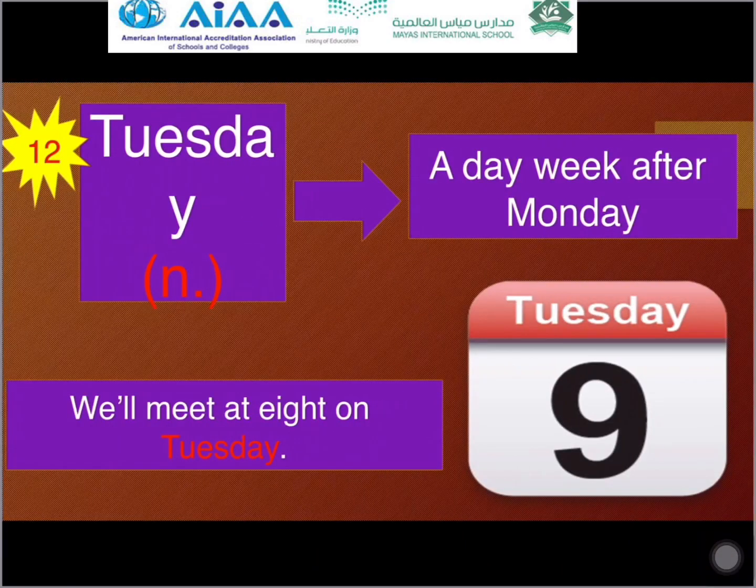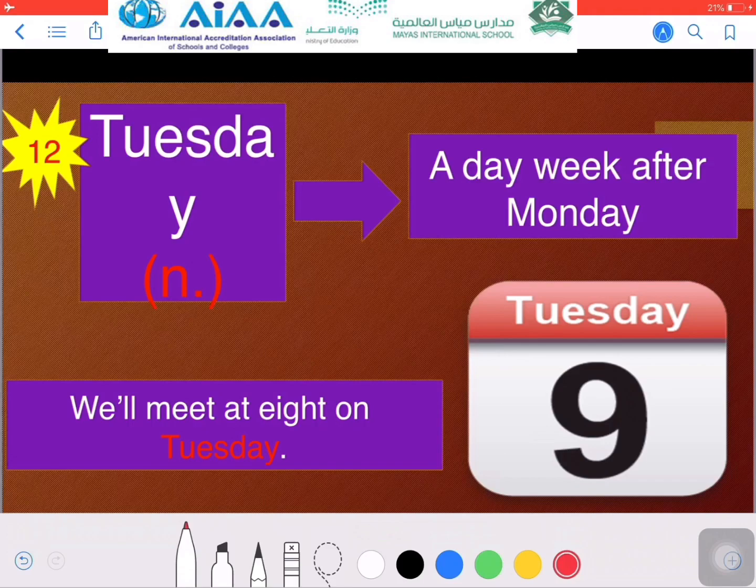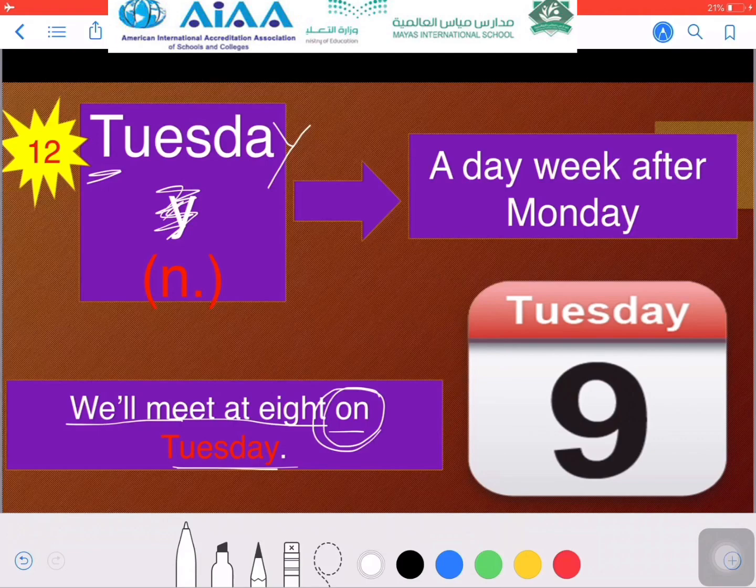Here, Tuesday, sorry for this mistake. But here, this is the word day. Tuesday. It's a day of the week, and do you remember that when we say all of the days are capitalized? So do not forget to capitalize the word Tuesday. We will meet at 8 on Tuesday. On, don't forget, we use the preposition on with days. So, a day of the week after Monday.